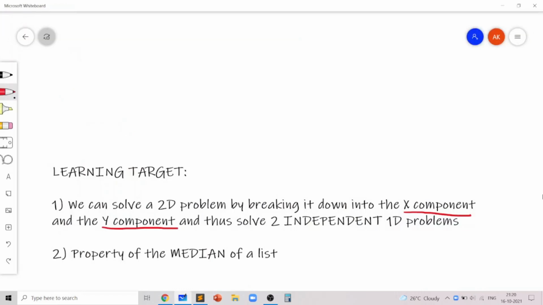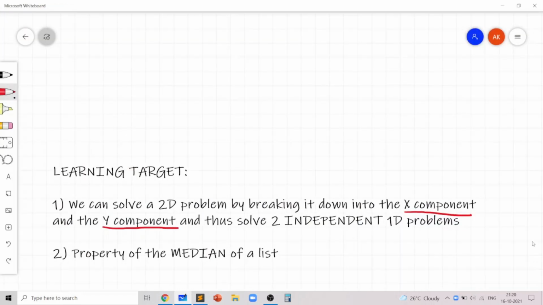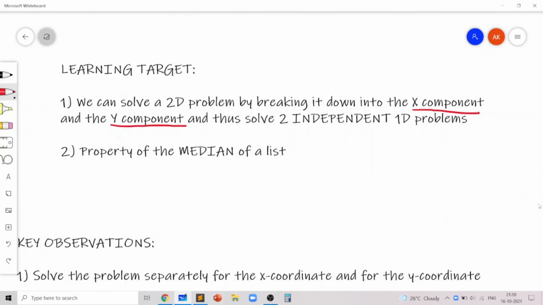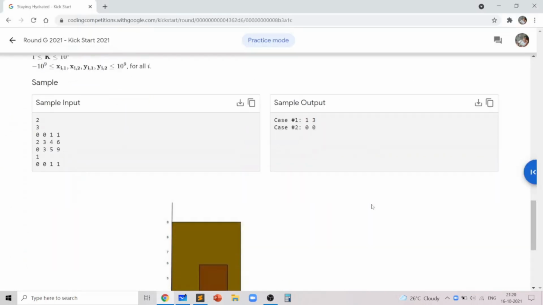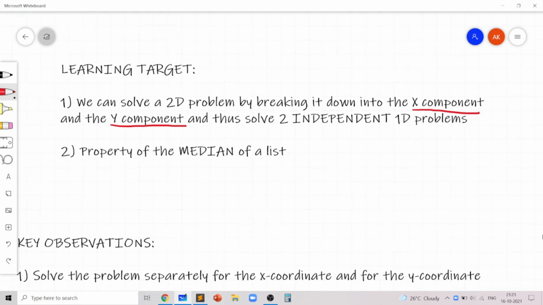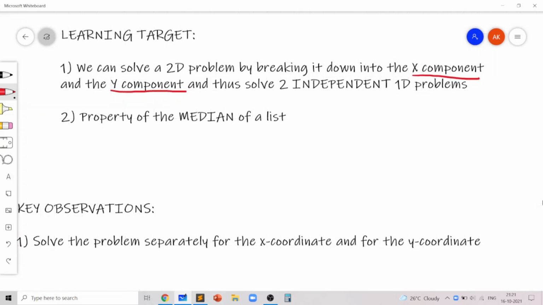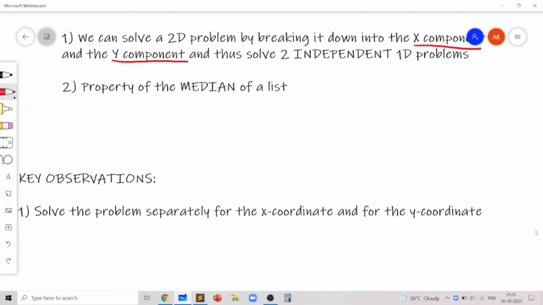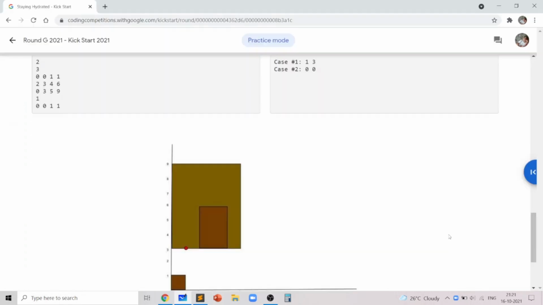So the first key idea comes from the first learning target, which is to break down the problem into the x coordinate and the y coordinate. Let's say we know the x coordinate which minimizes the sum of distances to the other x coordinates, and we know the y coordinate which minimizes the sum of distances to the other y coordinates. Then we can just print those two, the x coordinate and the y coordinate, and we are done.